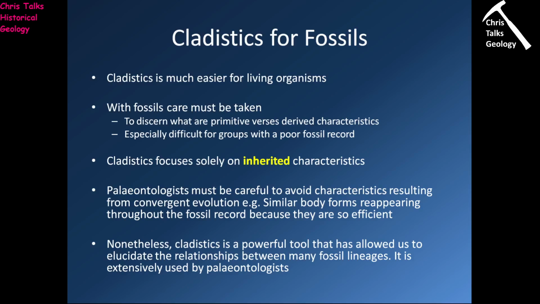And so if you're not careful, you could accidentally end up grouping ichthyosaurs, sharks, and dolphins together as one group, just purely based on their general body design. So you always have to look very, very carefully at the organism you're dealing with. Nevertheless, cladistics is a powerful tool that has allowed us to elucidate the relationships between many fossil lineages, and it's extensively used by paleontologists.